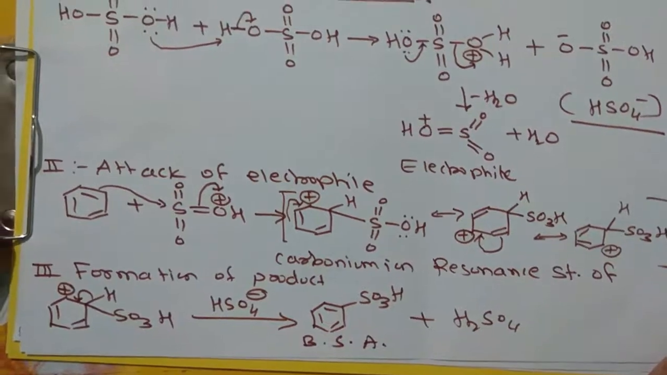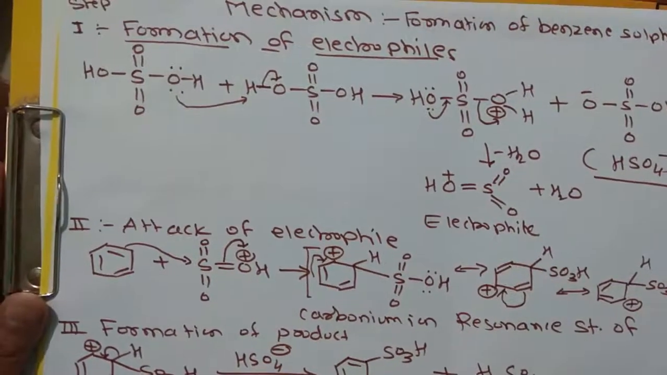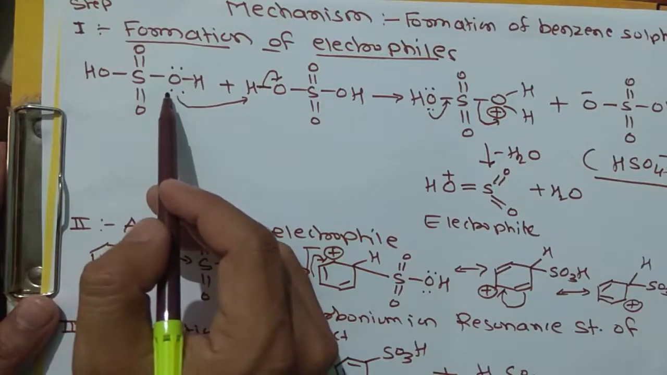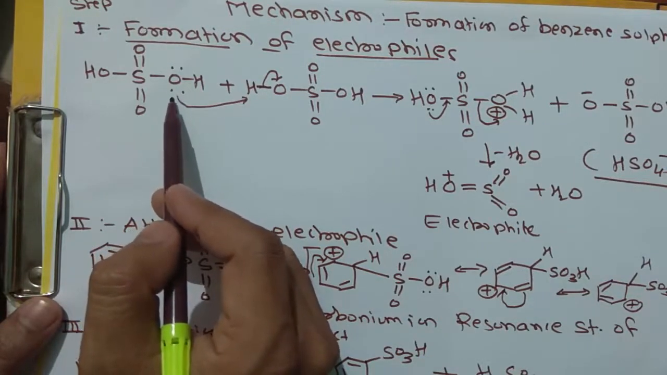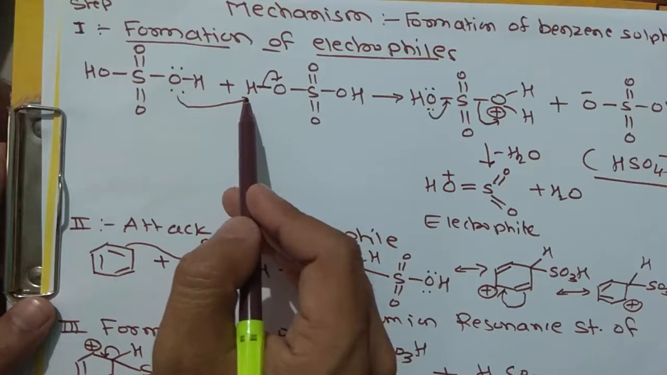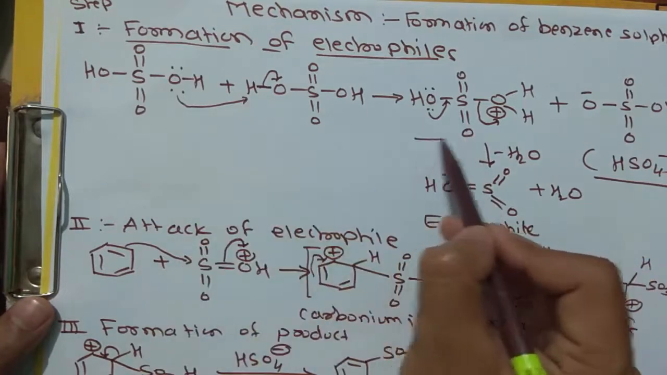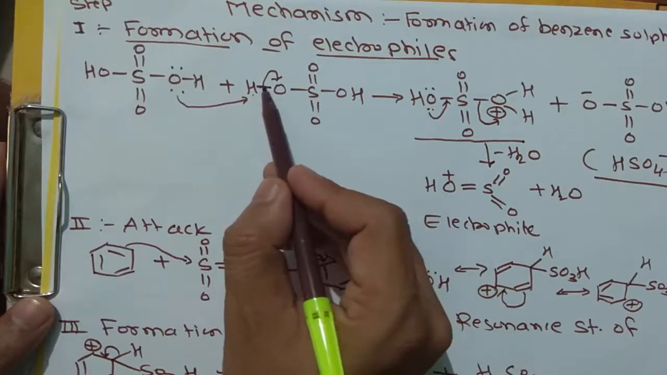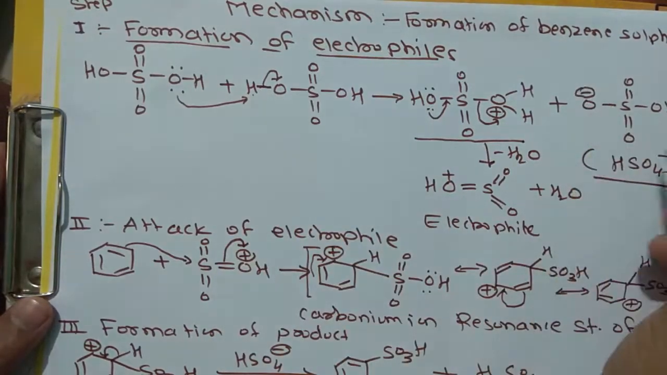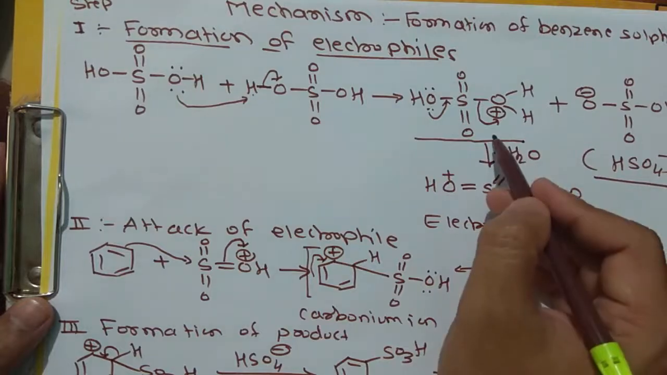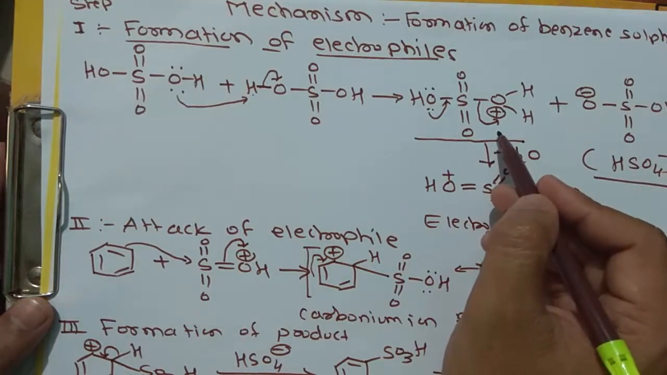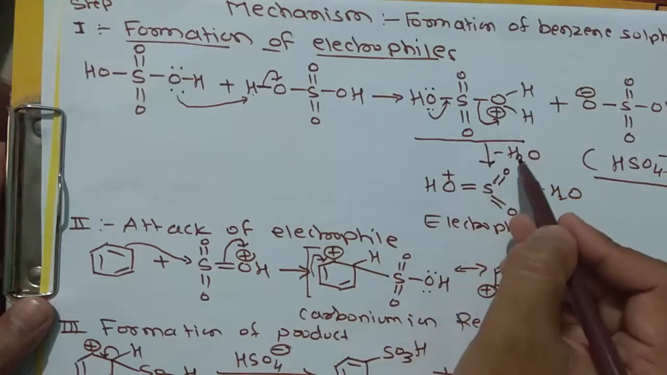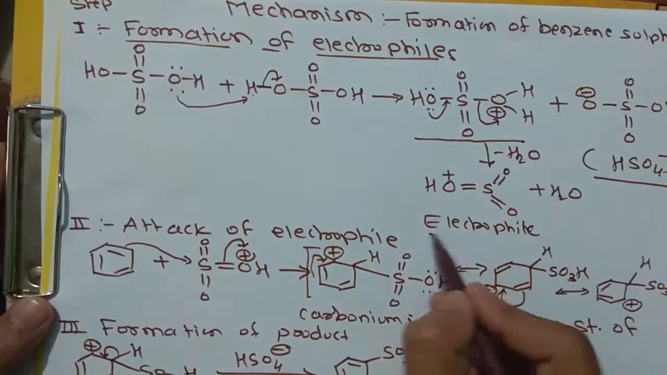Here I am repeating once again. See here, it is the H2SO4, which can be written like this. The lone pair of an oxygen atom can attract a proton, and there is a formation of this compound. The bond between the hydrogen and oxygen breaks, and there is a formation of negative charge, giving HSO4 minus and this intermediate. This intermediate breaks down by internal rearrangement, and a water molecule is eliminated, and there is a formation of the electrophile.